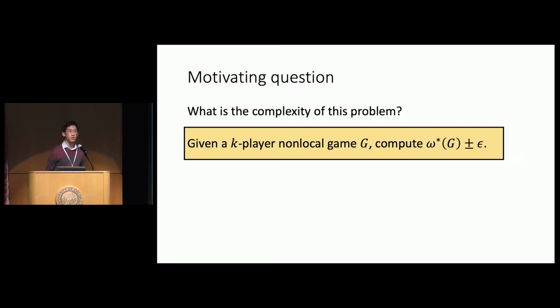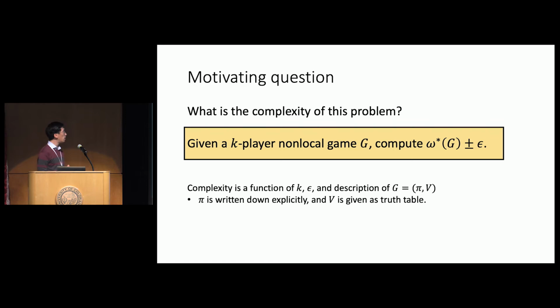The motivating question of this talk is a complexity theory question: we want to know what's the complexity of this problem. Given a k-player non-local game, where the CHSH game that I talked about before is an example of a two-player game, but we want to consider games with any number of players, we want to compute the optimal success probability for players sharing entanglement. What's the best they can do in a quantum world to play a given game G?